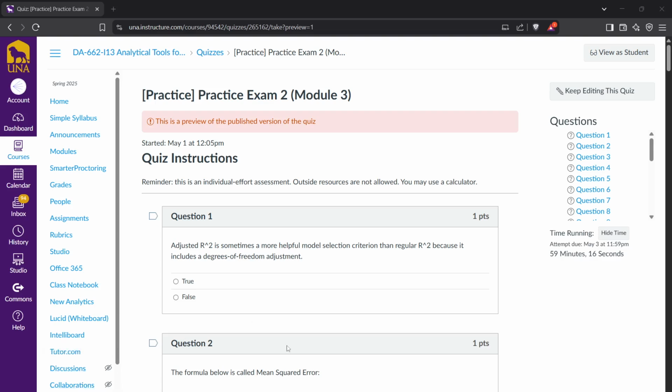Otherwise, I'll start here with question number 1 on the practice exam for Module 3. Here we go. Question 1. Adjusted R-squared is sometimes a more helpful model selection criterion. Okay, well, we do use adjusted R-squared in the same way that we use regular R-squared in order to discern what proportion of the variation in our data something like a linear model might be able to explain away. And it says adjusted R-squared is sometimes a more helpful model selection criterion than regular R-squared because it includes a degrees of freedom adjustment. Well, yes, absolutely.